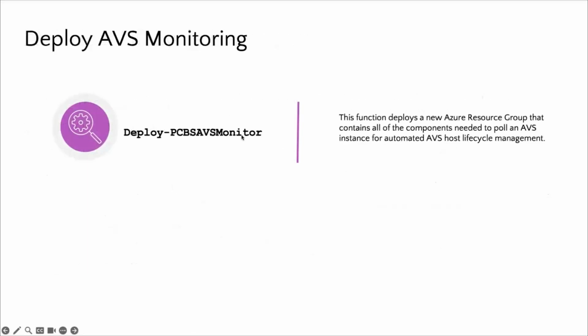As I mentioned earlier, the function that we've been working on today is deploy CPS as EVS monitor. This function deploys a new Azure resource group that contains a couple of components needed to pull the EVS instance lifecycle, or monitor the hosts within an EVS, and then automatically go and configure those newer or removed hosts on the CPS, making sure that the array and the EVS instance are up to date with all the changes.